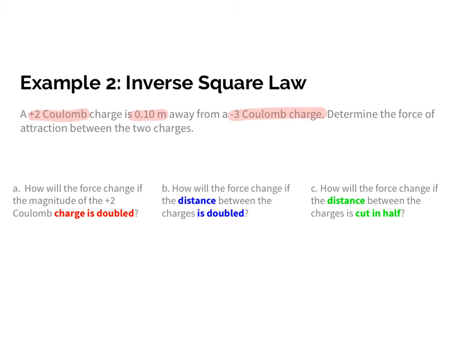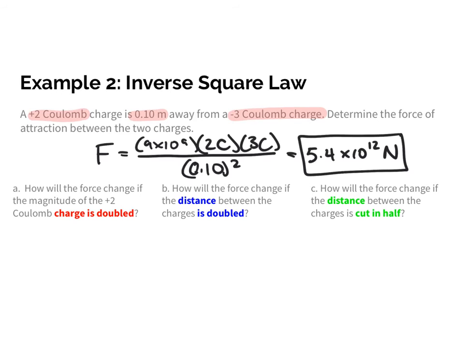So again, we're going to get probably a larger number here just because we're using larger charges. And if we plug that in, we should get 5.4 times 10 to the 12th newtons. So 10 to the 12th, again, that's going to be a very large amount of force. And as I talked about, 2 coulombs and 3 coulombs is a pretty large amount of charge that an object would have.